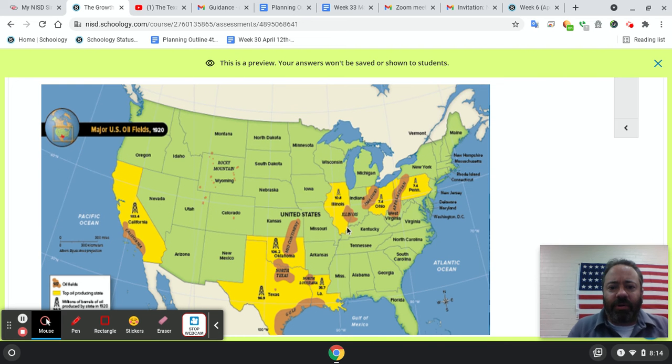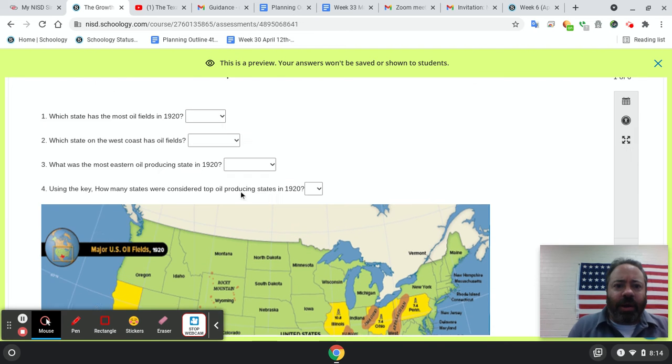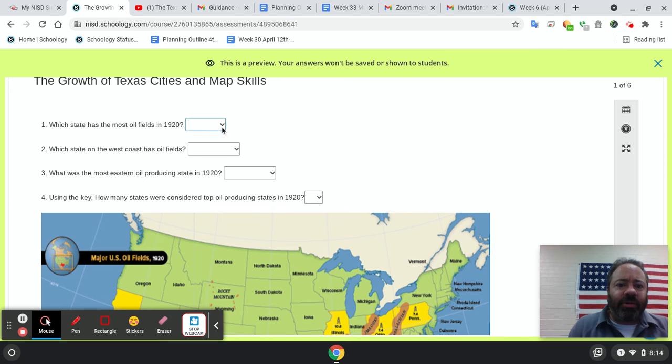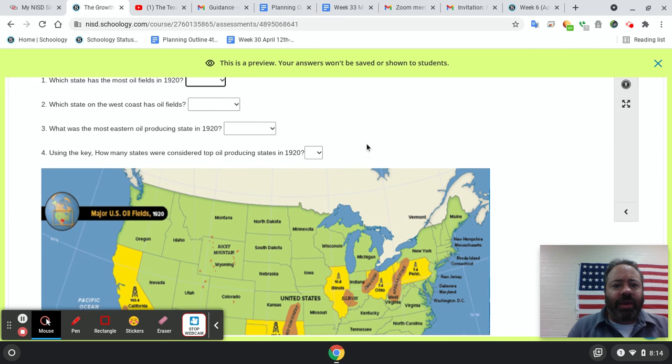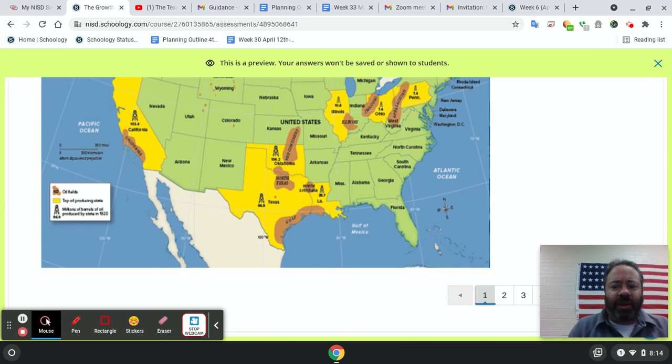So, which state has the most oil fields? So we're counting the brown here. Which state, and then here are your choices. You just kind of go down through each one of them and read the map.